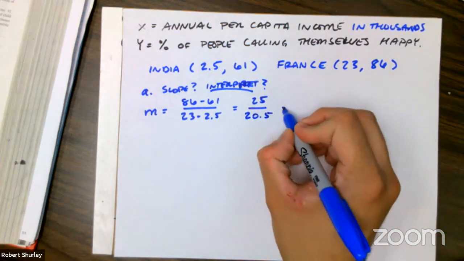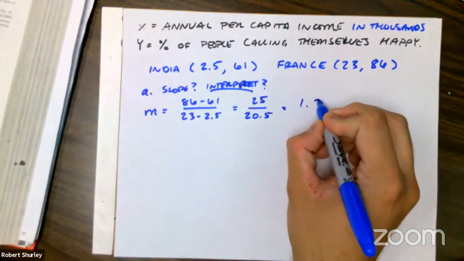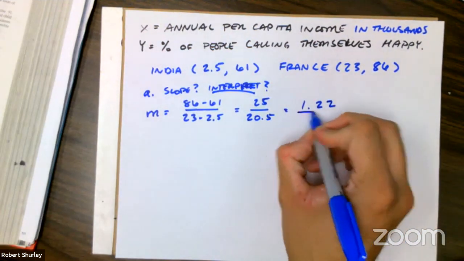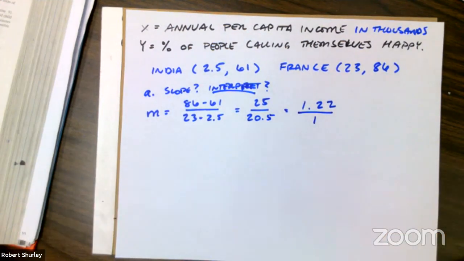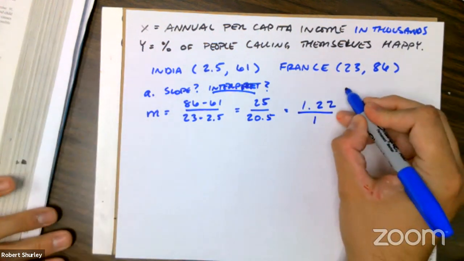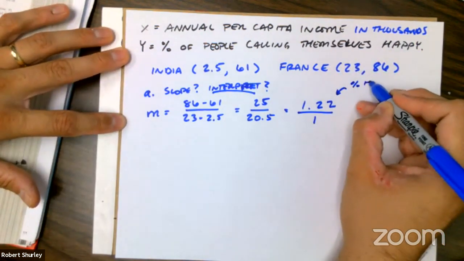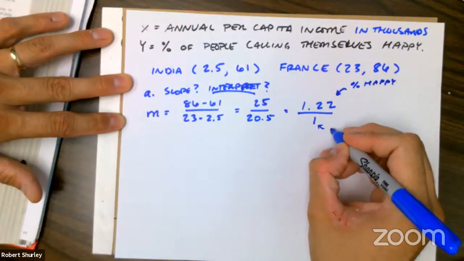And I'm going to write this as a decimal. So 25 divided by 20.5. 25 divided by 20.5 is 1.2. I'm going to round it to 2 decimal places. 1.22. Now I'm going to think of this as over 1 to interpret it. Okay. And to interpret it, I've really got to get the units going correctly. Remember the numerator unit is the y. This is the percent happy. And down here is the per capita income.